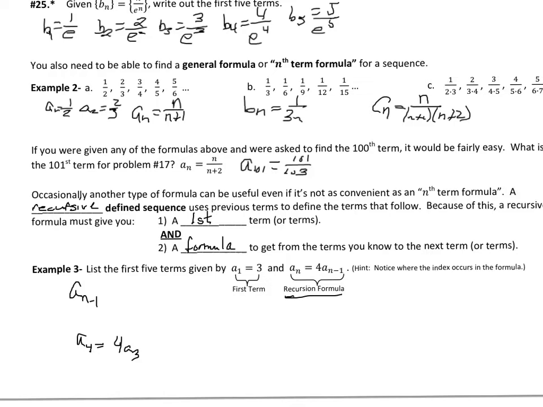So if I want to generate the first 5 terms here, we already know the first term, that's given to us. Now the second term is simply 4 times the first term.